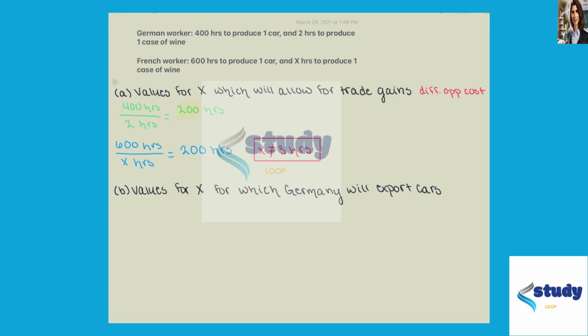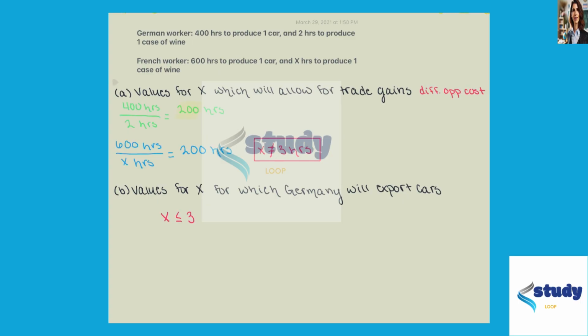Now, for part B, we want to find the value for X for which Germany will export cars. Now, if Germany is exporting cars, that means that they have the lower opportunity cost in car production as compared to these French workers. So, what we just calculated up top, that 400 divided by 2 and 600 divided by 3, that really was giving us these opportunity costs. So, in order for Germany's to be lower than France's, what we need is for X to be 3 hours or less. So if X is less than or equal to 3, what would happen is Germany would export cars.